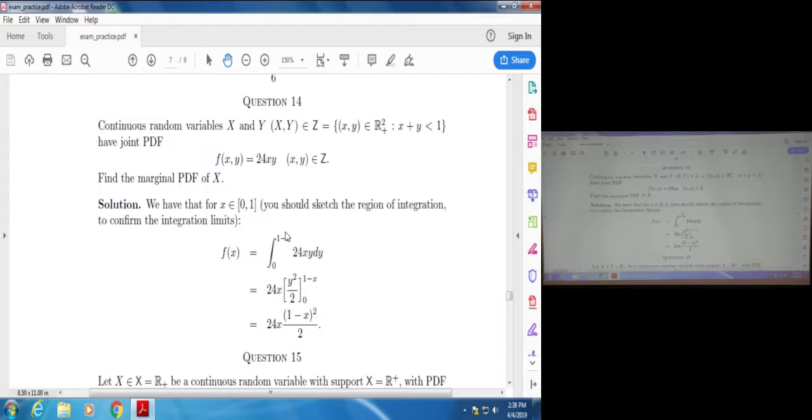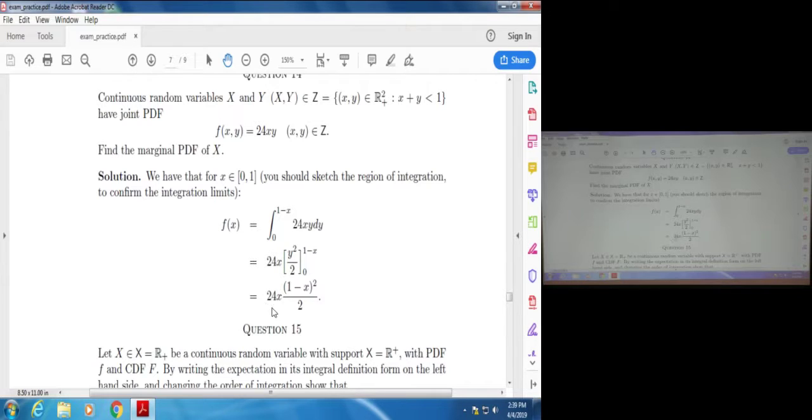Okay, and now we're off to the races again. It's pretty much just doing the integral. So now I want to compute this integral, 24xy, integrating with respect to y. So that's 24x, y squared over 2 between 0 and 1 minus x, which gives me 24x, (1 minus x) squared over 2, which is obviously 12x(1 minus x) squared, where x is in the set 0, 1. And I just explained to you where that information comes from.